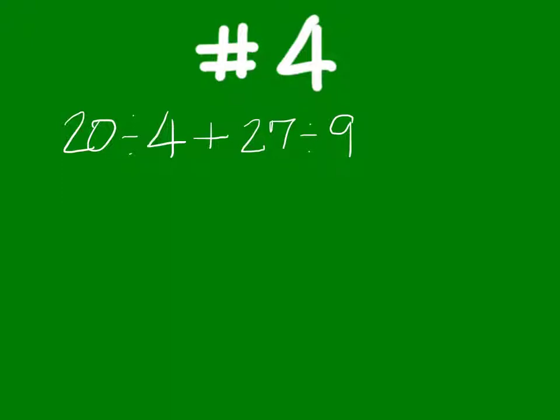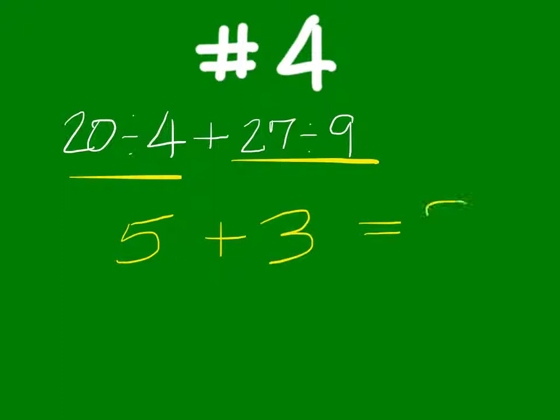On this one, you should do 20 divided by 4 first to come up with 5, and then 27 divided by 9 to get 3. Add those together, answer should be 8.